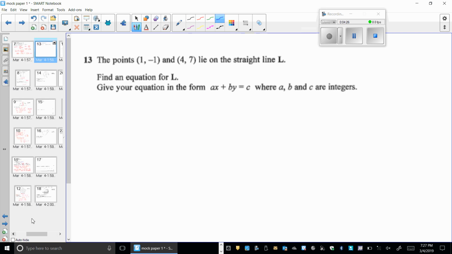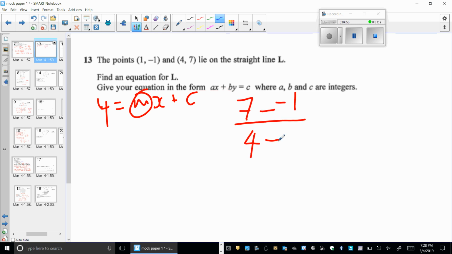What's the next question? All right, so 2 points, straight line, find the equation of them. Okay, so we've got 2 points, so we're trying to find the equation. So first thing, we know it's a straight line, so we're thinking y equals mx plus c. To find the gradient, we need to find the rise over the run, so change in y over change in x. So 7 subtract -1 over 4 subtract 1. So that's 8 over 3.